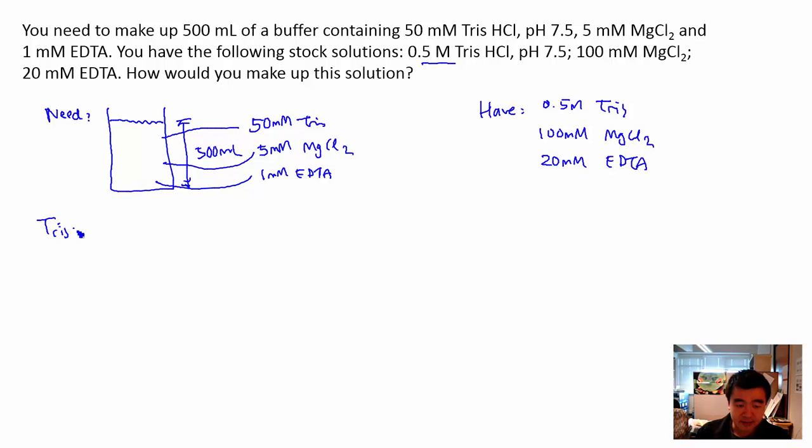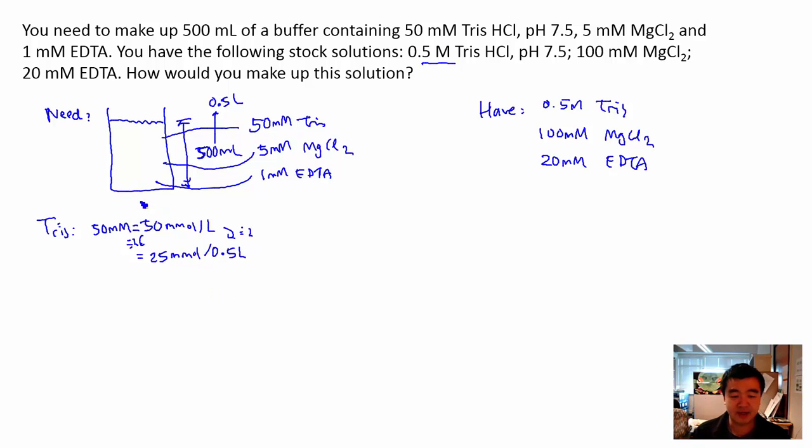So for our Tris, we need 50 millimolar. 50 millimolar is expressed as 50 millimoles per liter. So if we needed 1 liter, we would have 50 millimoles of the Tris. We don't need 1 liter, we need 500 milliliters, which is the equivalent of 0.5 liters. To get from 1 liter to 0.5 liters, divide by 2, and to get from 50 to the answer, divide by 2, which means 25 millimoles. So in here we actually need 25 millimoles of the Tris.